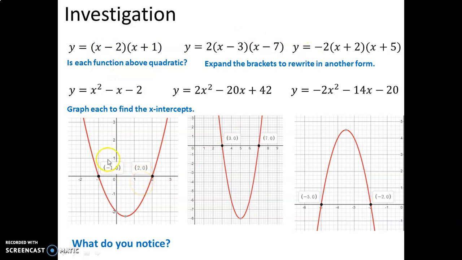Okay, what you should have noticed is there's a clear connection between what we see in intercept form and the x-intercepts here. For example, we see -2 plus 1, and here we see -1 plus 2. Here we see -3, -7, and here we see +3, +7. So it looks like the x-intercepts are always the opposite values of what we see here. And that is an important point.